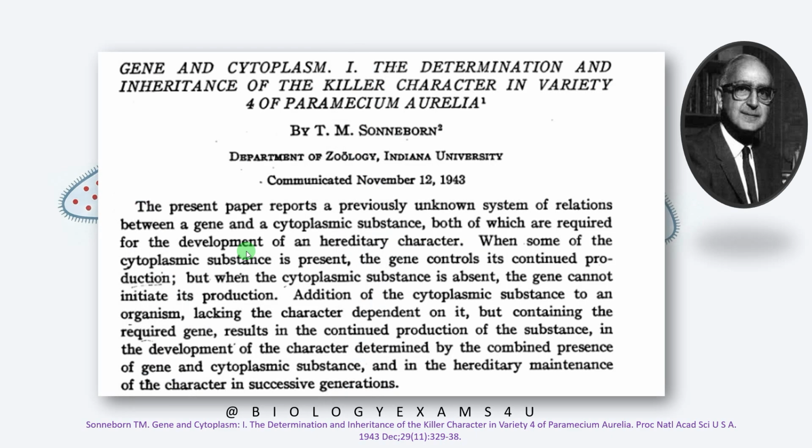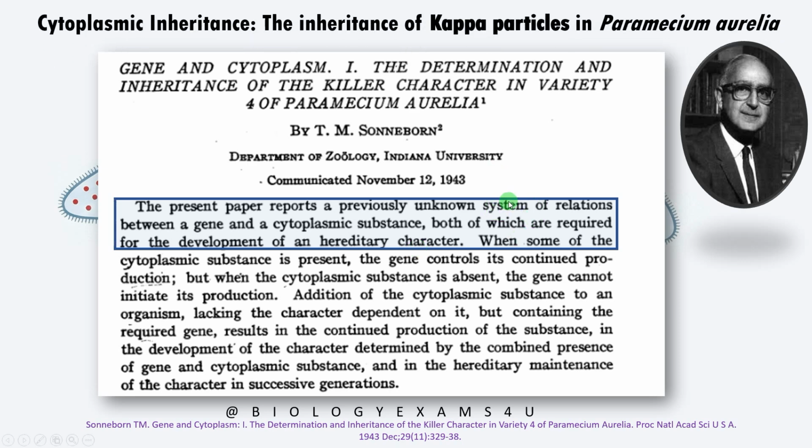In 1943, T.M. Sonneborn for the first time reported a new mechanism of inheritance. In his words, the present paper reports a previously unknown system of relations between a gene and a cytoplasmic substance, both of which are required for the development of an hereditary character. The mechanism was called the cytoplasmic inheritance, the inheritance of Kappa particles in Paramecium aurelia.